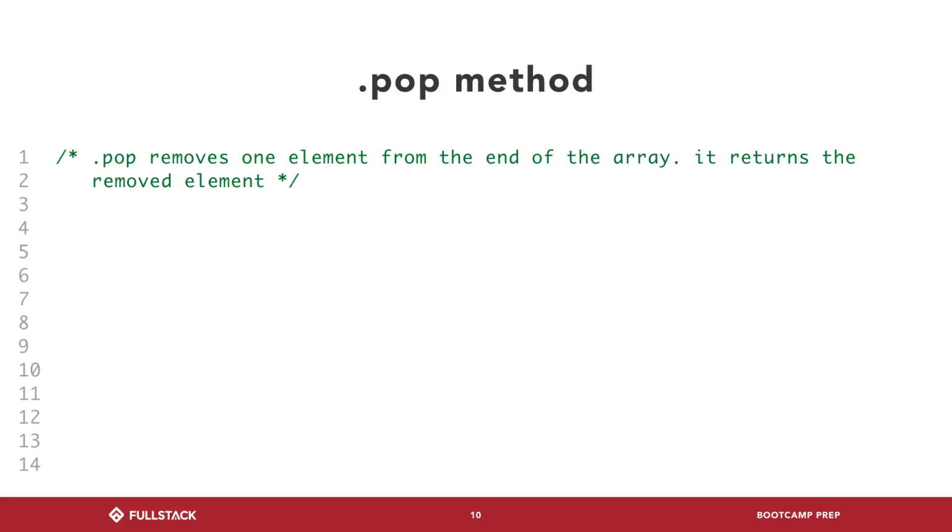And then the converse of that is the dot pop method. Dot pop removes the last element, and only the last element, from the very end of the array. So it's going to change the existing array. But it's also going to return whatever it was that it just removed. And usually the reason people use this is because they want to do something with the last thing that got removed, so the function is built in to give you back the latest thing that was removed.